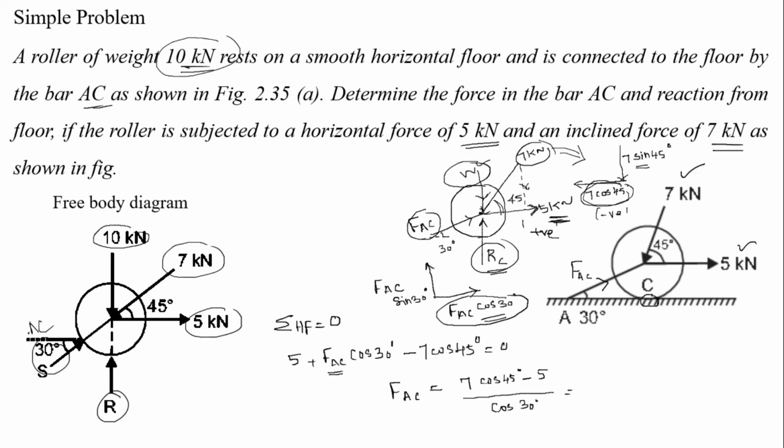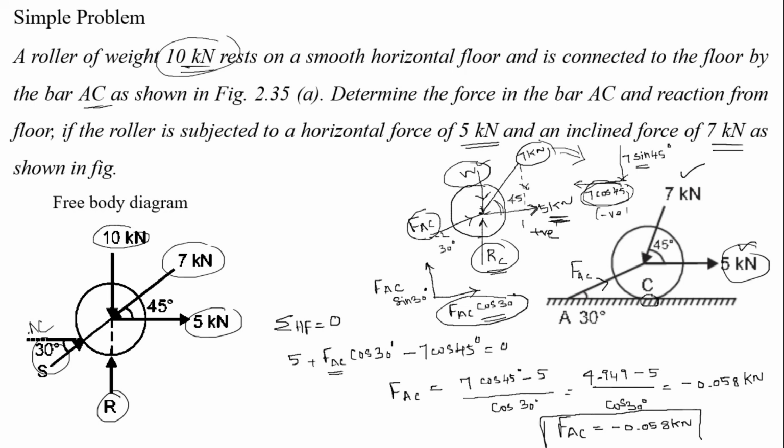So, 7 cos 45, what is the value? Cos 45 into 7 is 4.949, minus 5, divided by cos 30 degree. So, what is the value? Minus 0.058, and everything is in terms of kilonewton. So, FAC is equal to minus 0.058 kilonewton. This is the value.